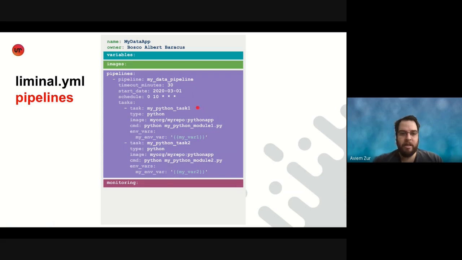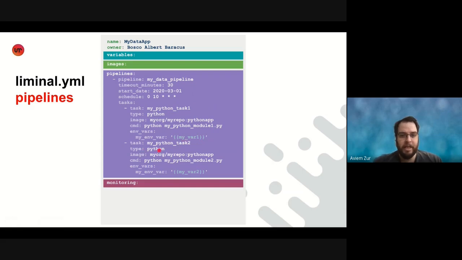We have two Python tasks here. So the first Python task uses the Python image that we built in the previous section of the images. So we use Python app, and we run the command to execute the Python file, myPython module1. We also want to pass environment variables to the Docker container, which will be running this image eventually. So here we define an environment variable called myEnvVar, and we pass it a value, the value of the variable that we have defined earlier in the variable section, myVar1. So the value here will be myval1.